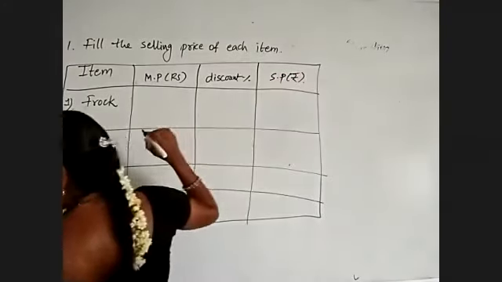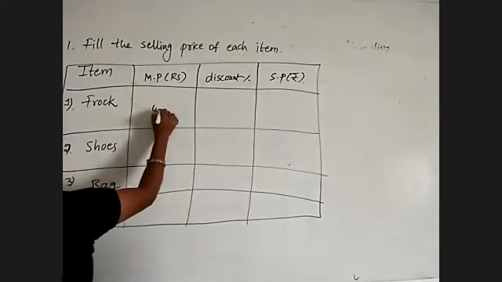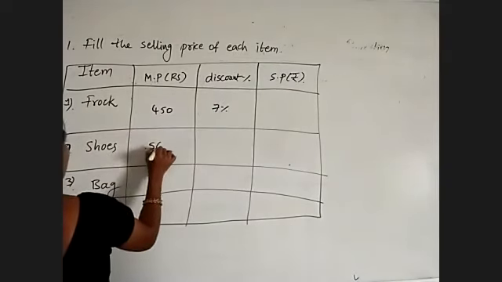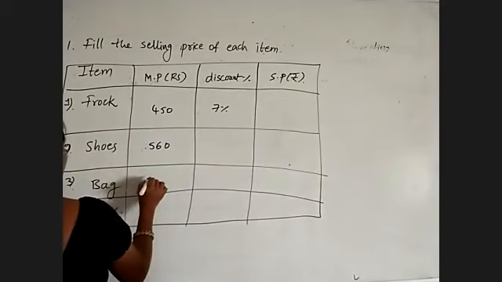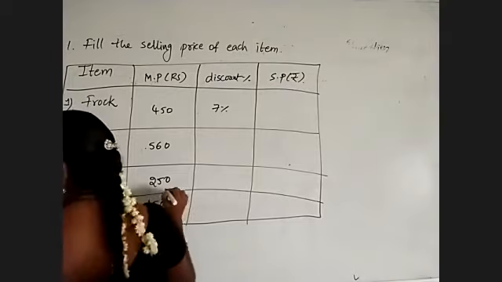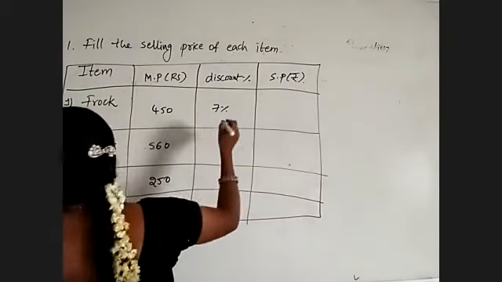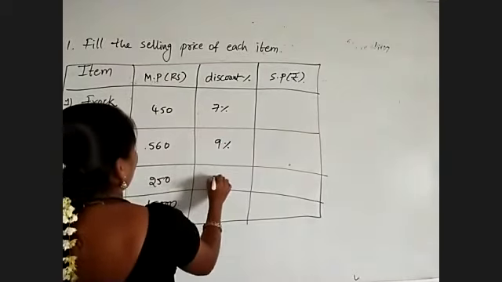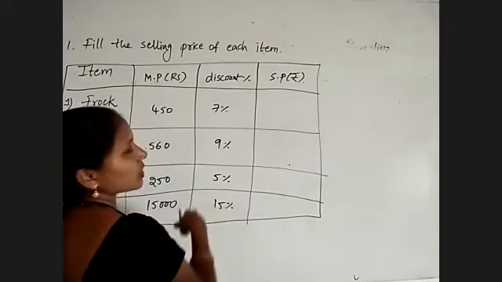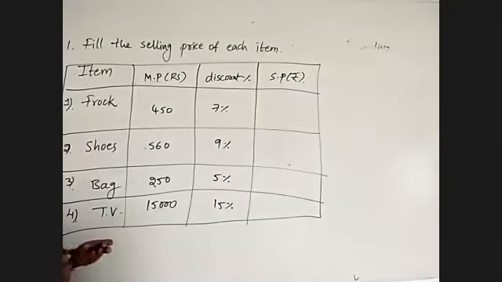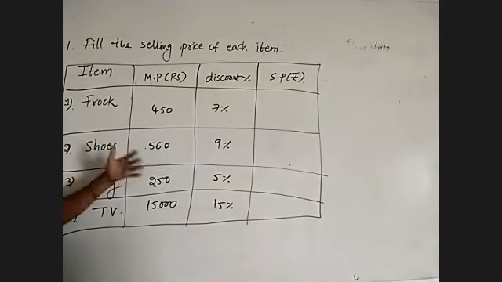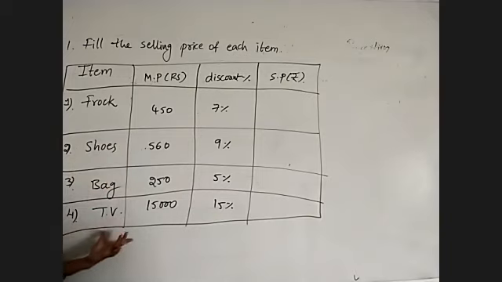Okay, first one 450 rupees, then 7% discount. For shoes, 560 rupees is the market price, then 250 and 15,000. And here I have 9%, 5%, 15% as their respective discount percentages. Now the first item is frock. So for this frock I am simplifying the question. After that shoes, bag and TV you simplify.